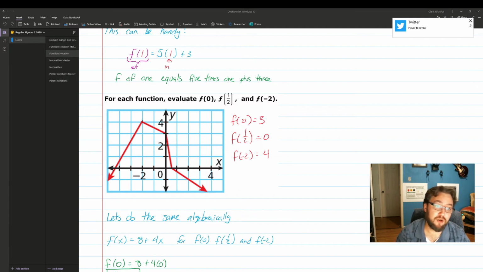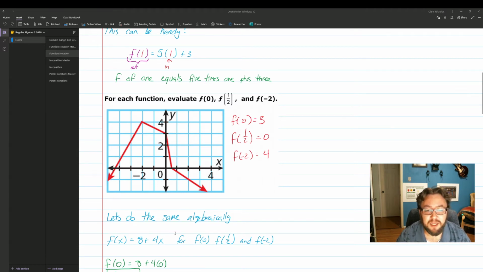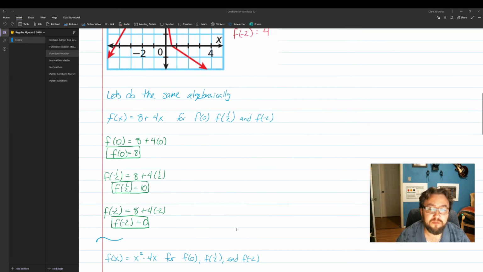It's literally that hard. This works for equations as well, so let's do 0, 1/2, and -2 for a couple different examples. Our first example will be f of x equals 8 plus 4x. So as you see, all I'm doing is taking the 0 and plugging it in where x is, and then solving. Same thing for 1/2. I plugged it in here. 4 times 1/2, order of operations, 2, and then 2 plus 8, 10. It's not so hard. Same thing down here. 4 times -2 is -8. 8 plus -8 is 0.